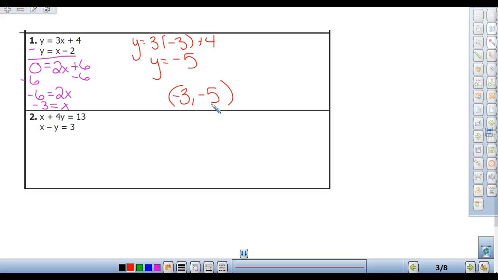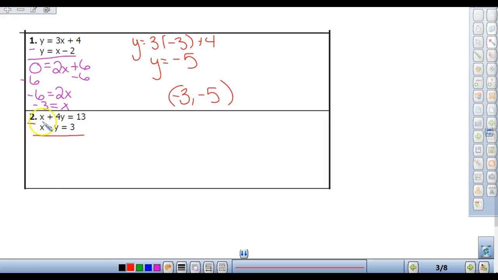Decent? Okay, so if we look at number 2, are they lined up? Yep. Okay, so if they're lined up, what do I have to do? Do I have a common coefficient? My x's, right? And how am I going to cancel out my x's? Subtract them. So x minus x gives me 0.